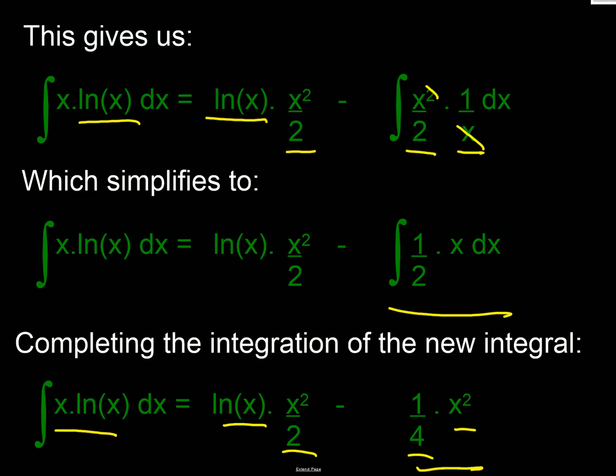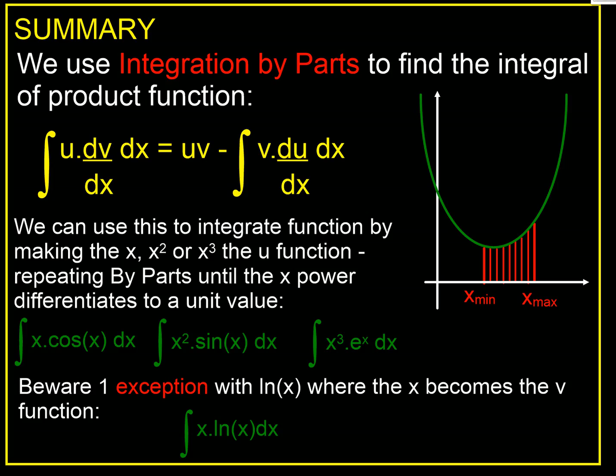If you see those ones with a log of x, you've got to go a different route. So in summary, we use integration by parts to find the integral of a product of a function, and particularly where we don't know how to integrate this original integral, so we rearrange it in parts to be a new uv, take away the v du term. So we can do that for all of these cases here, the integral of x cos x, or the integral of x squared sine x, or the integral of x cubed e to the x.